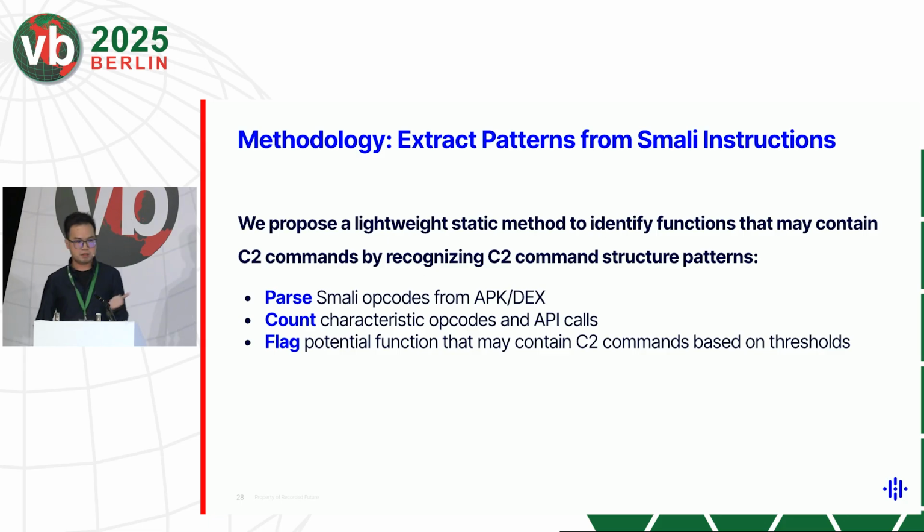First, we parse the Smali opcodes from a disassembled APK or DEX file. And second, for each function, we count the occurrences of specific Smali opcodes and the Android API calls that are characteristic of the patterns we discussed earlier. And finally, we apply a set of rules with predefined thresholds. If the counts within a function meet or exceed our threshold, we flag it as a potential C2 command function and extract all the strings within it.